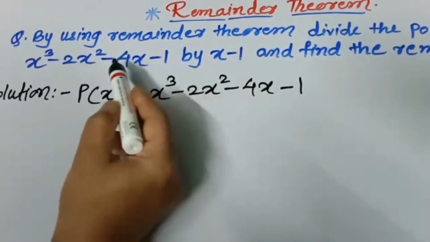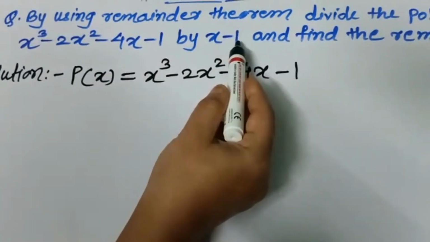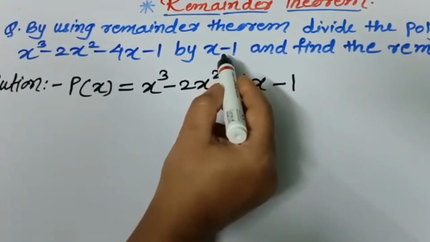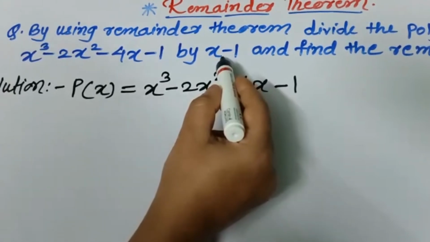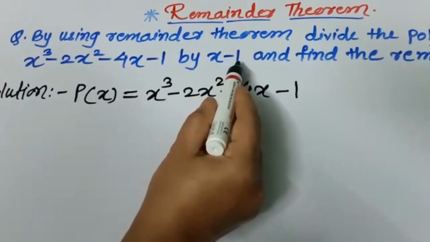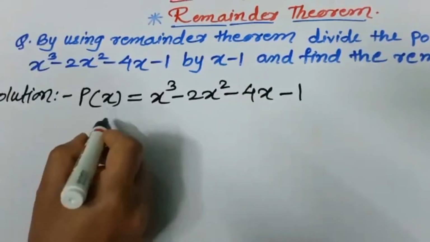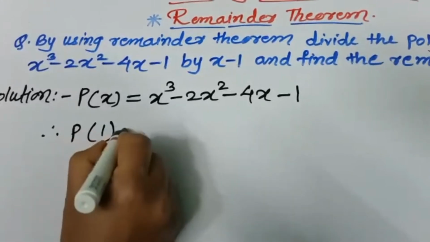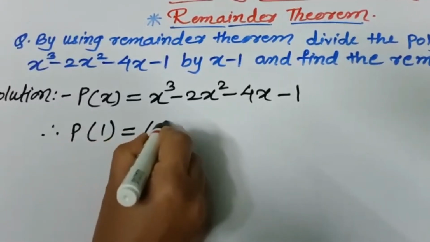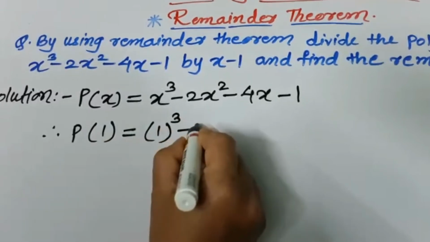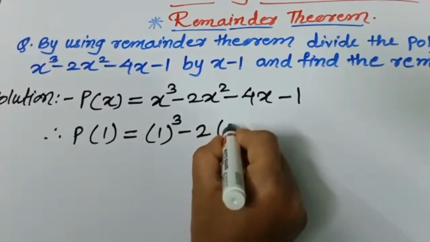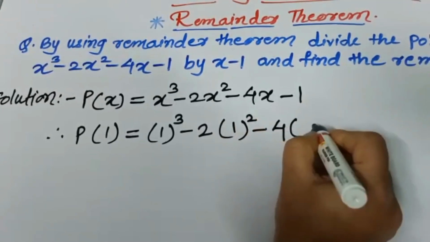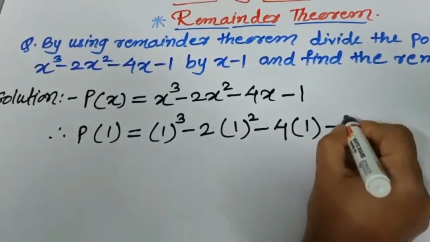Now what we have to do? We have to divide this by x minus 1 by remainder theorem. So what is the remainder theorem? Here we have to take always the opposite number of that divisor to replace the variable. So here the divisor is x minus 1, so its opposite number is plus 1. Means we have to replace this now x by plus 1, means p of 1 is equal to here 1 cube, then minus 2, again x here we have to multiply by 1 bracket square, minus 4, again x we are replacing by 1 and then minus 1.